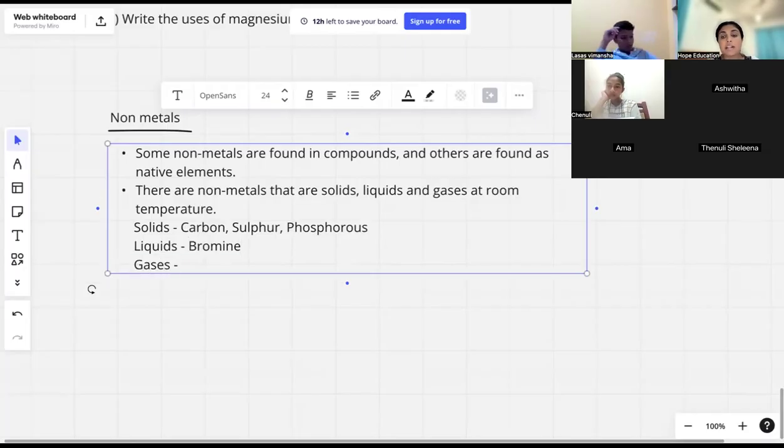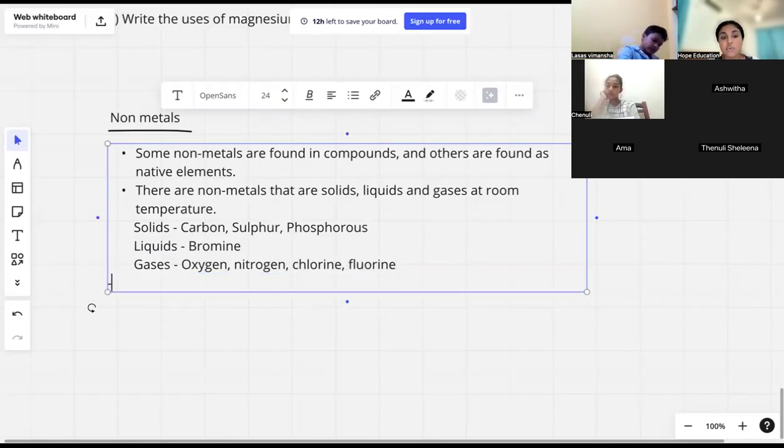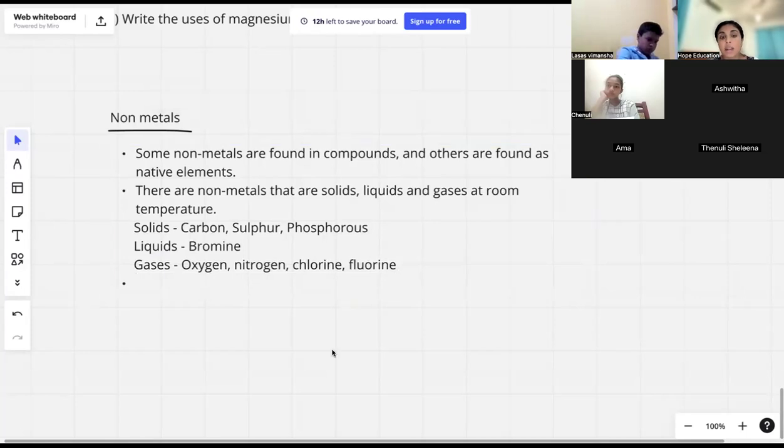Then certain non-metals are gases at room temperature. For example, if you take oxygen, something that we know very well, then nitrogen, chlorine, fluorine. These are all gases at room temperature. So non-metals can be solids, liquids, and gases at room temperature. Okay. Then, do you think non-metals have a luster?